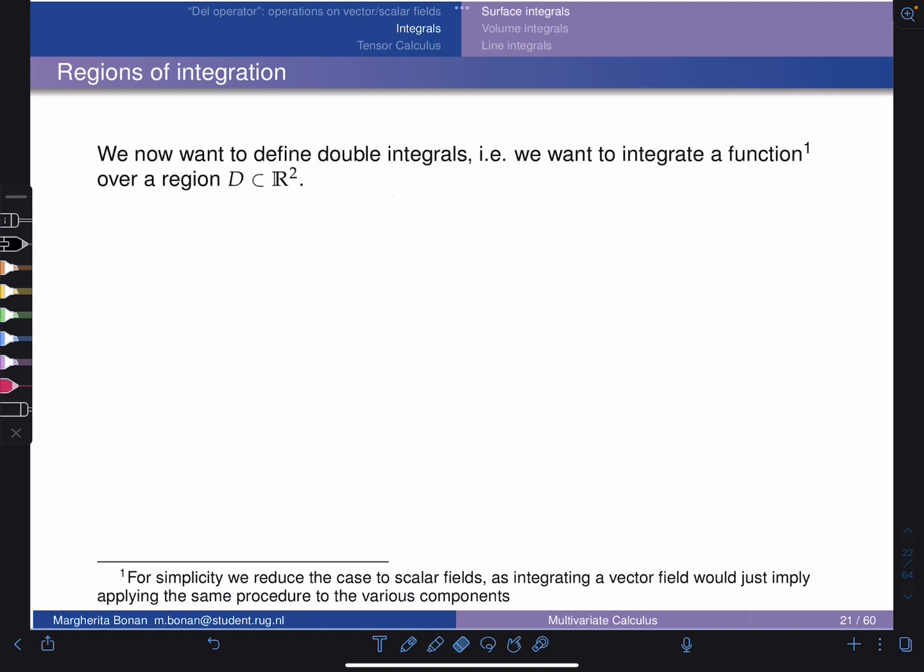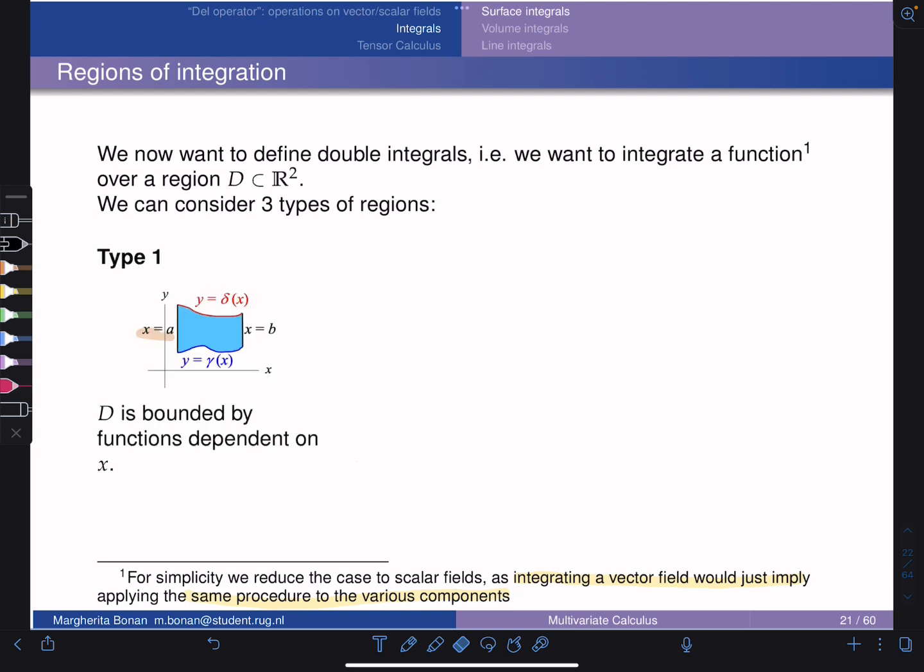So we want to integrate a function over a region that is a subset of R2. We restrict ourselves to scalar fields for functions, because integrating a vector field would just imply applying a similar procedure to various components. So we can consider three types of regions. A type 1 region is a region that is bounded by functions that are dependent on x.